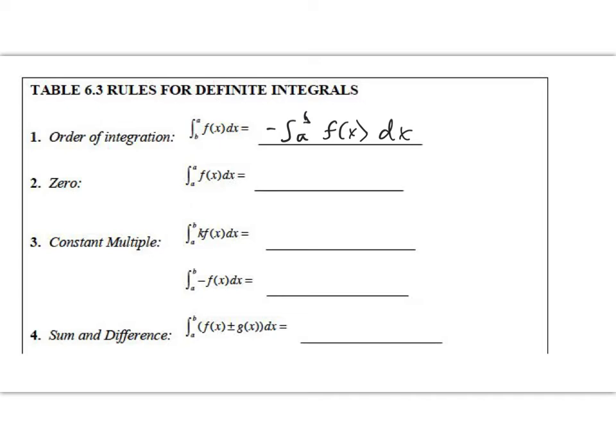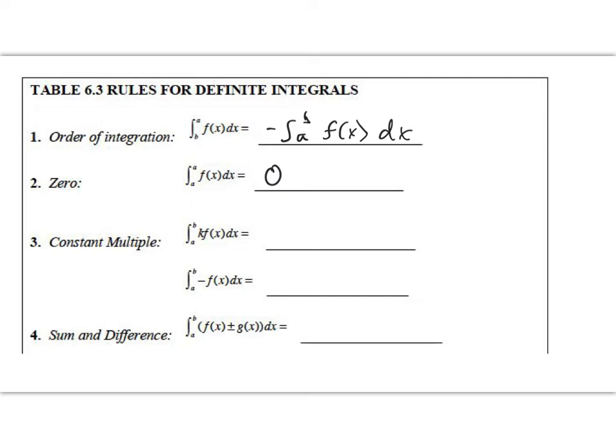Now, this next one, the zero property, is one of those that'll sneak up and get you if you're not observant, because if you're going to find the area underneath a curve and you're going from A to A, well, you're going to have zero width of your rectangle at that point. So as a result, the value of the integral will be zero.